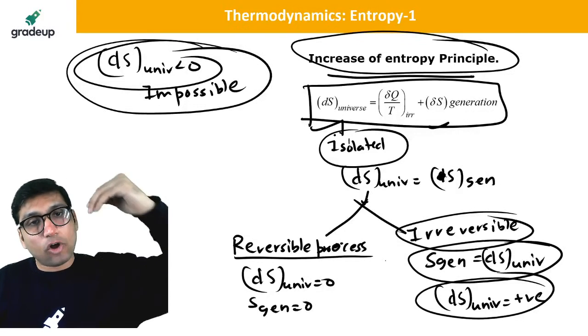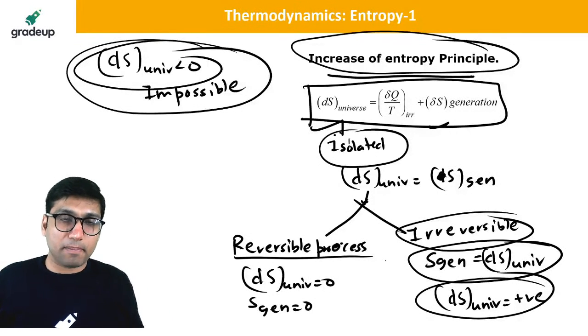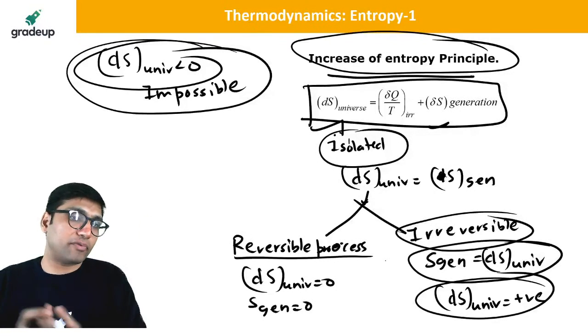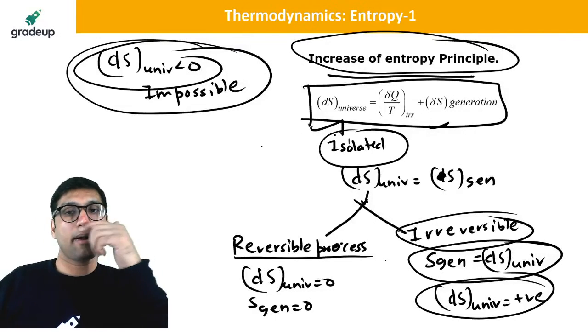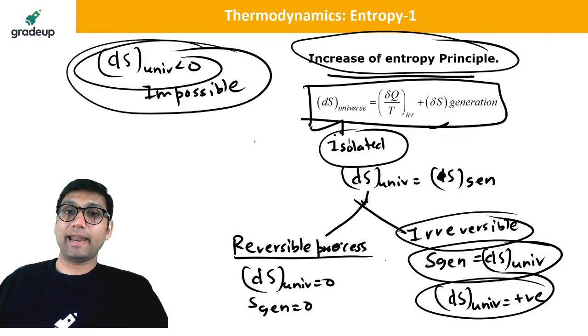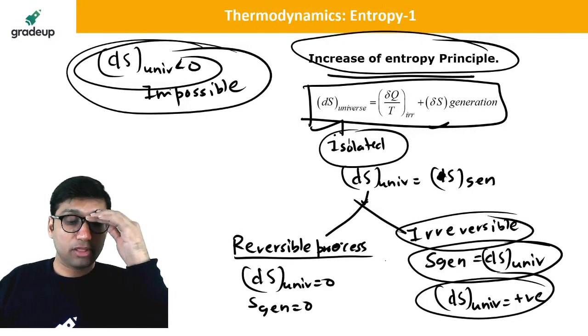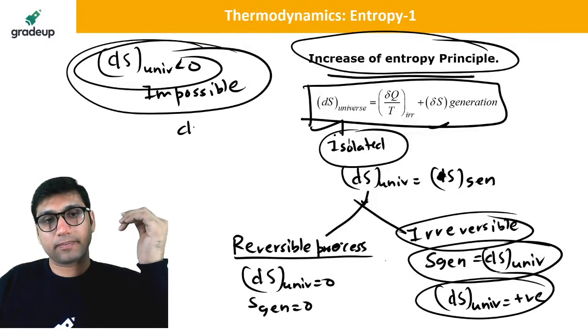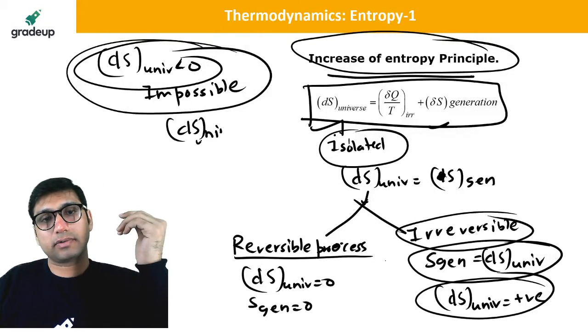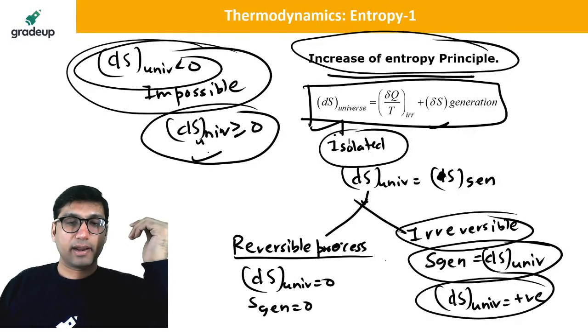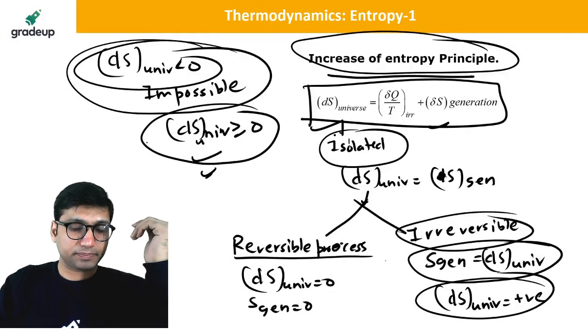So irreversibility will always be present inside the universe, because if you talk about randomness, there is very high randomness in the universe. Okay. So the universe is always expanding and so the entropy of the universe is always increasing. If the entropy of the universe becomes negative, it is impossible. The entropy change of the universe is always either greater than or equal to zero. It can never be less than zero. Okay, clear everyone? It is very important.